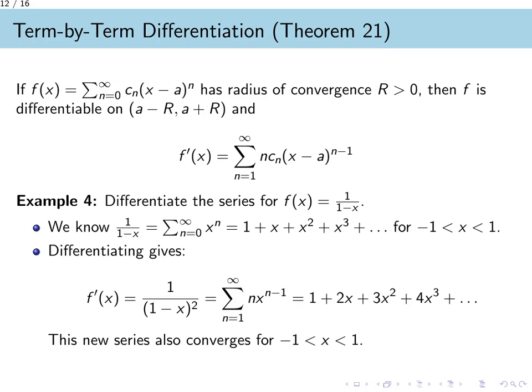Let us look at the example of the geometric series. We know that the function 1 over the quantity 1 minus x is equal to the series 1 plus x plus x squared, and so on. Applying term-by-term differentiation, the derivative of the constant 1 is 0, the derivative of x is 1, the derivative of x squared is 2x, and the derivative of x cubed is 3x squared. This process gives us a new power series, which represents the derivative f prime of x. Crucially, this new series for the derivative has the same radius of convergence as the original series.